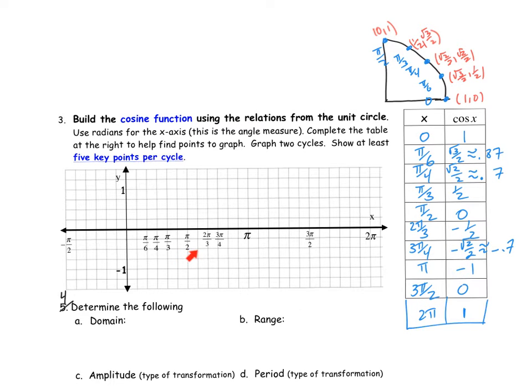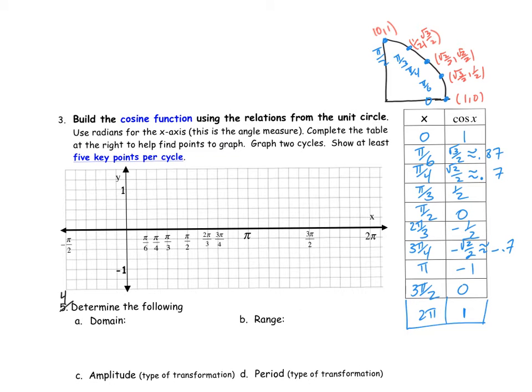7 pi over 12, not relevant for us. 8 pi over 12 simplifies to 2 pi over 3. 9 pi over 12 simplifies to 3 pi over 4. And then we're going to jump ahead, 9 pi, 10 pi, 11 pi, 12 pi over 12, which will be pi. And then we're going to keep jumping by pi over 2, which is six lines. So we'll have 3 pi over 2 and then 2 pi. Those are going to be our x values.